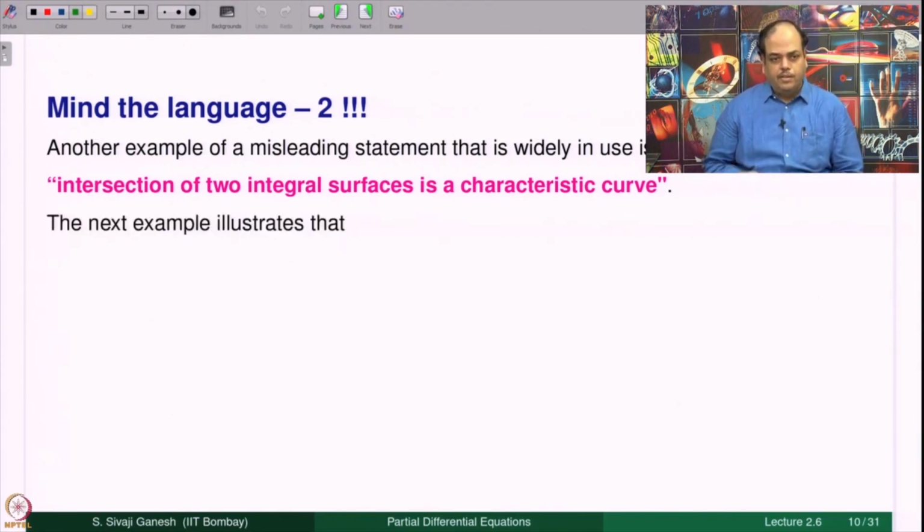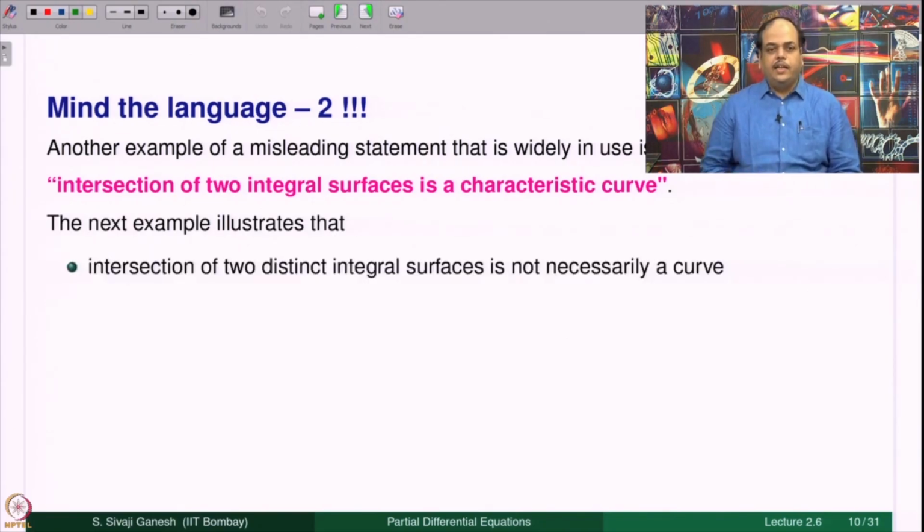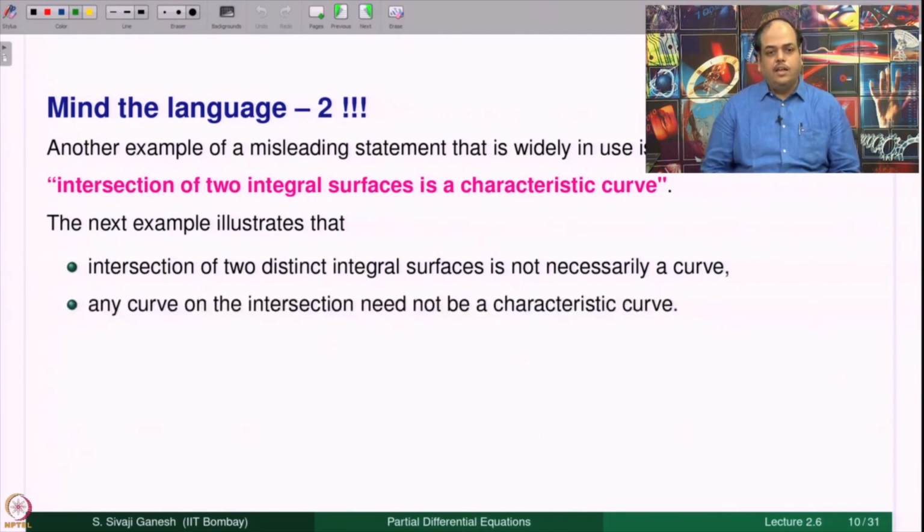So, that in fact happens, which is a counter example to the statement. So, we have to be careful. The next example illustrates that the intersection of two distinct integral surfaces is not necessarily a curve, forget about a characteristic curve. Any curve on the intersection need not be a characteristic curve, even that is true. That is simply because in the example we are going to see, the two integral surfaces intersect and give a surface.